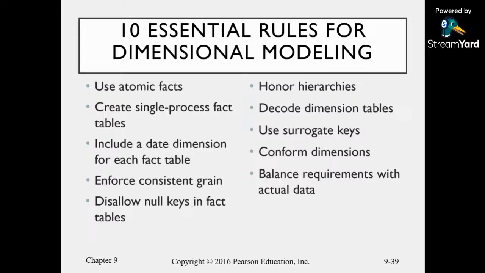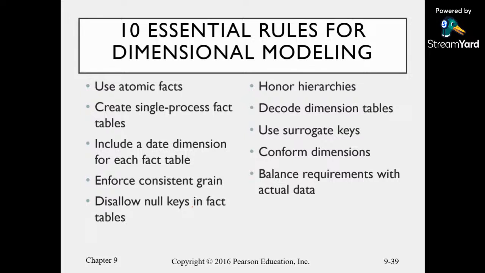Enforce consistent grain. Each measurement in a fact table must be atomic for the same combination of keys. Then we said disallow null keys. Facts apply to the combination of key values, and helper tables may be needed to represent some many-to-many relationships. Six, we have honor hierarchies. Understand the hierarchies of dimensions and carefully choose to snowflake the hierarchy or denormalize it into one dimension.